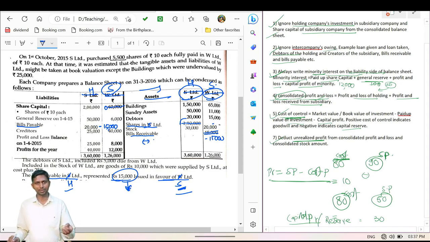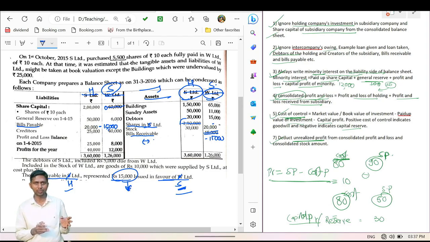Realized profit means you have got that profit. That is in your hand. By selling goods, you will get that profit. Selling something to someone else is your realized profit. If you are selling to yourself, then that is not realized. How can you pay profit to yourself? Not possible. That is unrealized profit. And by selling goods to an outsider, that is realized.